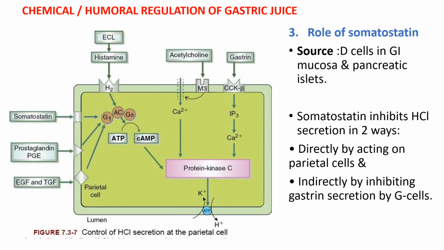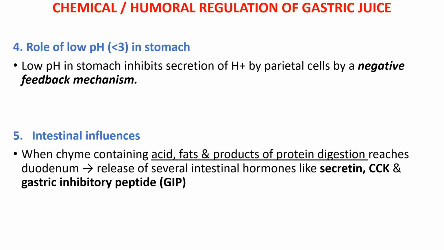Now next is the role of somatostatin. Somatostatin has an inhibitory effect on hydrochloric acid secretion. It is a gastrointestinal hormone that is secreted by the D cells of the gastrointestinal mucosa and sometimes the pancreatic islets. Somatostatin inhibits gastric acid secretion either by acting directly on the parietal cells or indirectly by inhibiting the gastrin-producing G cells. Apart from these hormones, there is also a small role of the negative feedback mechanism of stomach pH and intestinal influences that regulate gastric acid secretion.